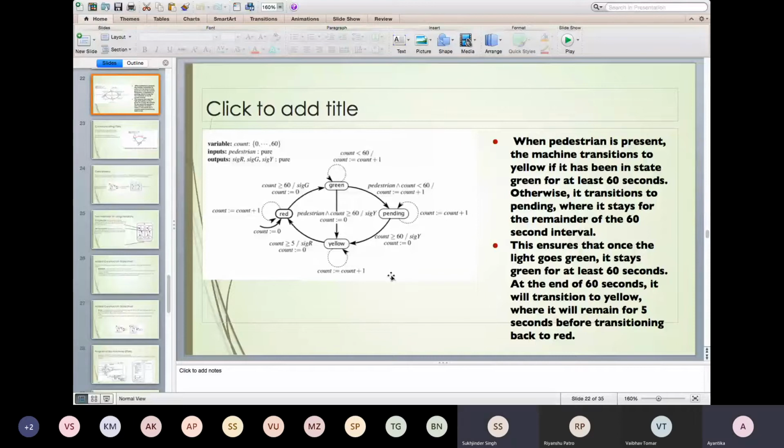Yes, ma'am. Whenever we are giving the guard statement, should we always mention the output, what we give after the slash, like what will happen next? Or can we even write just pedestrian and count less than 60? Will that be wrong, or will it suffice? Yes, of course, you can actually give that inside the green state also.